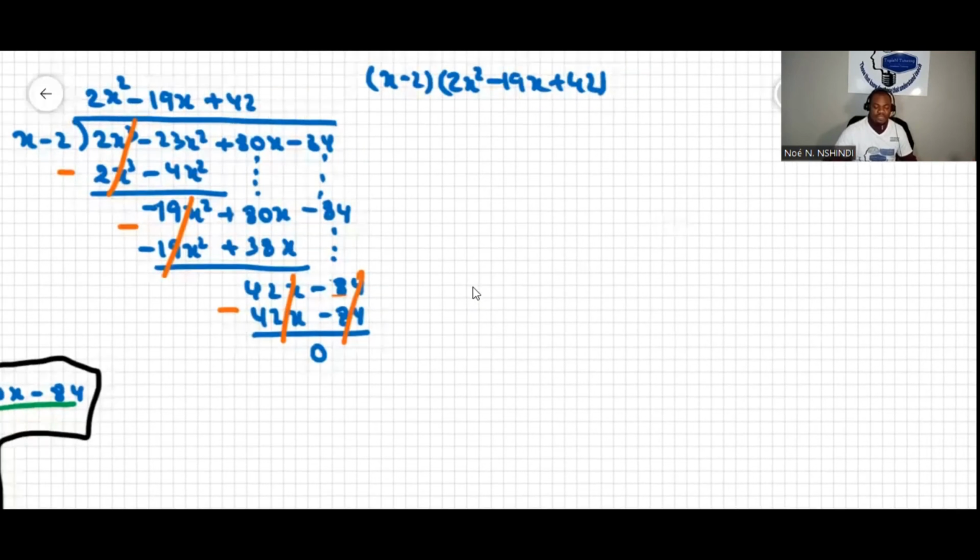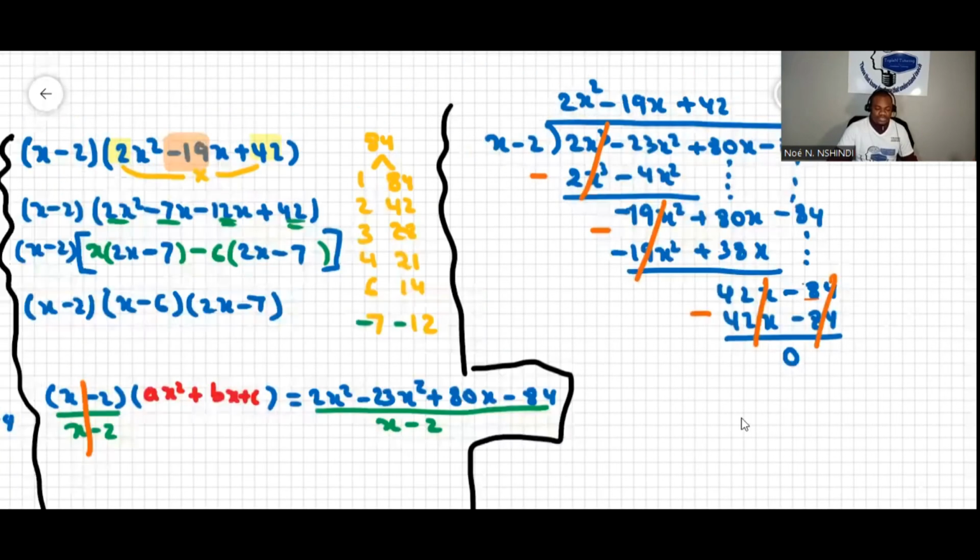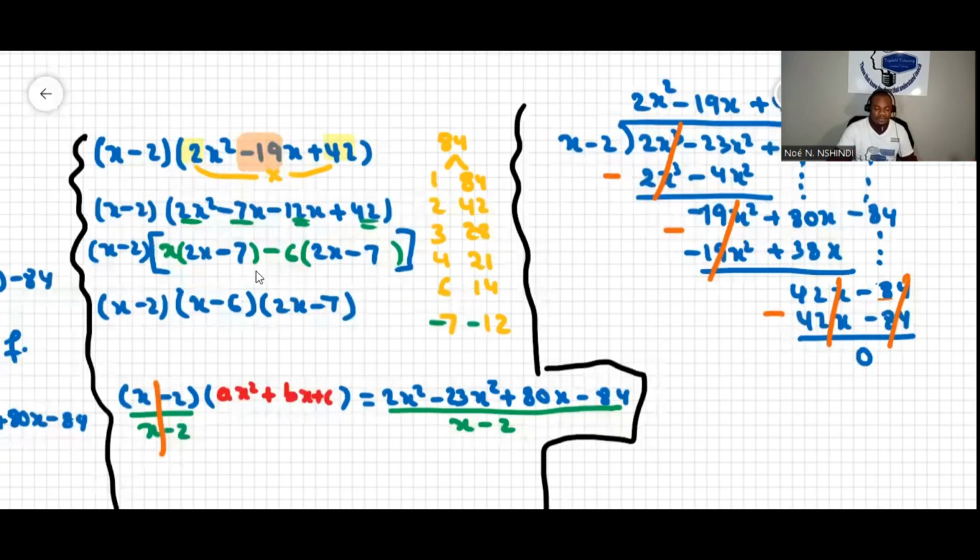Okay, now over here we can factorize, the same way we factorize over here. Okay, first we do 2 times 42. We got 84, and then we list all the factors of 84 in ascending order preferably. Now in the list of the factors of 84, we identify the only couple which will make the sum equal to the coefficient of the middle term, and that couple is negative 7, negative 12. This makes negative 19.